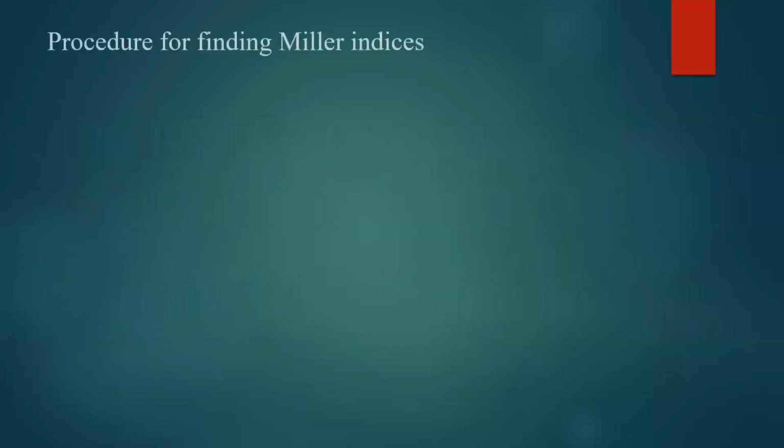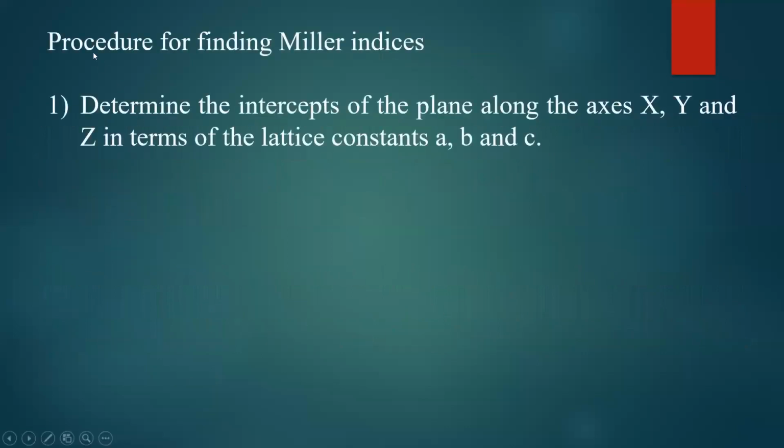I will show you how Miller indices can be calculated. So, the procedure for finding the Miller indices. First, you have to determine the intercepts of the plane along the x-axis, y-axis, and z-axis in terms of the lattice constants a, b, c. Basically, lattice points are situated at a particular distance with respect to the previous lattice point. Along the x direction, it may be separated by distance a. Along the y-axis, it may be separated by distance b, and along the z-axis, it may be separated by distance c, and they are called lattice constants.